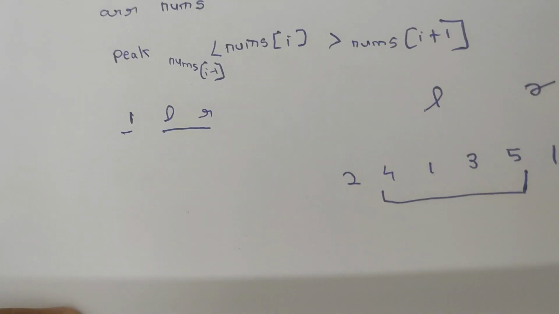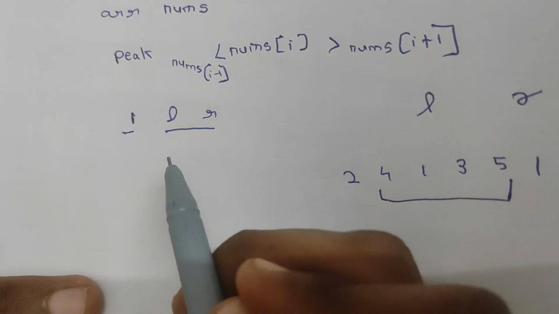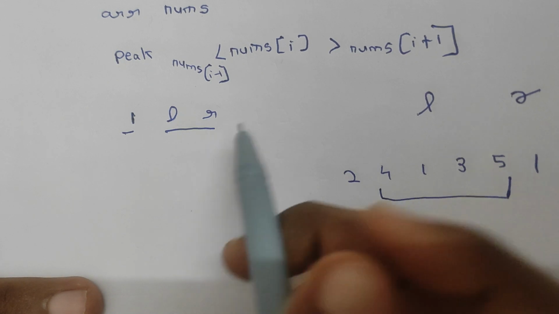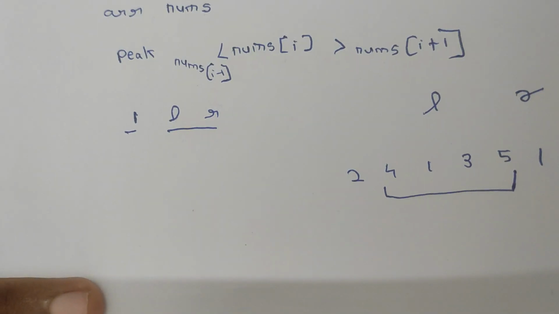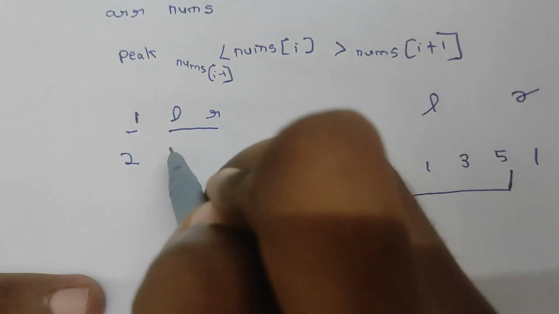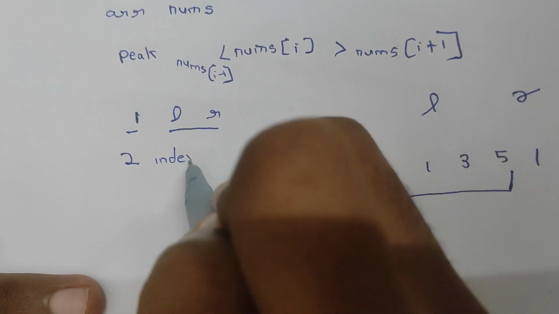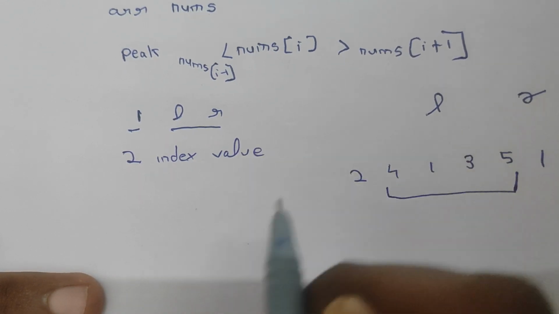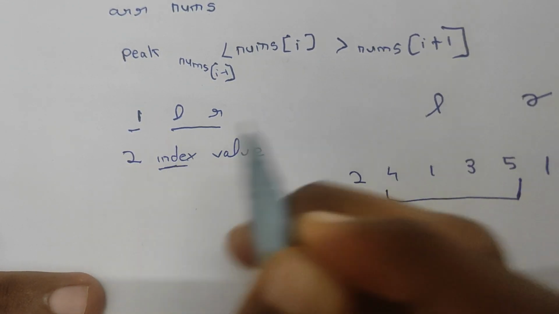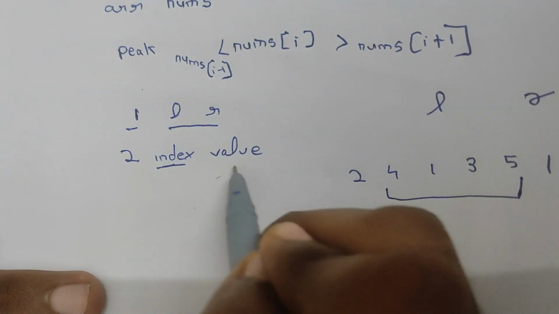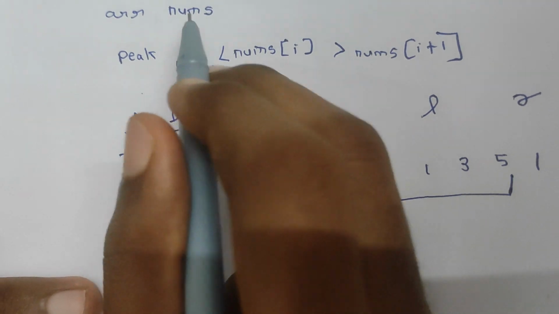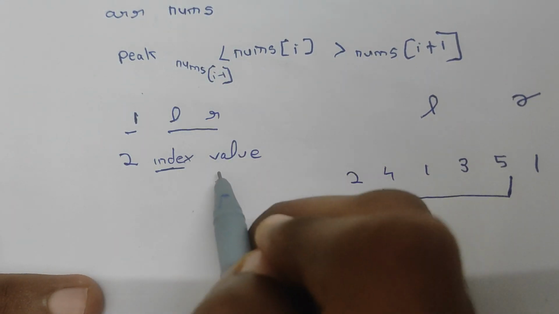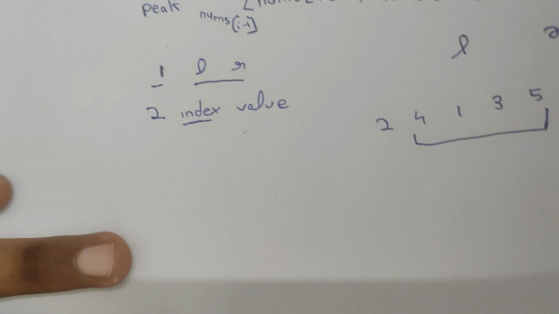So this is the first type of query, where they give us an L and R, and we have to return the number of peaks between L and R. The second type of query is they will give an index and a value. We have to change the value in the nums array at this particular index to this value. That's it.